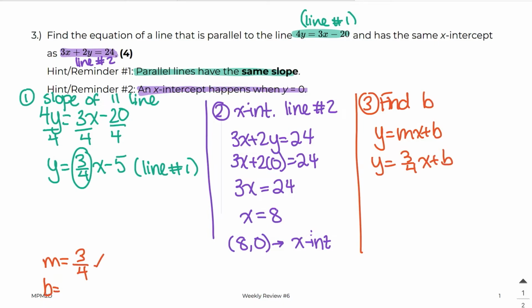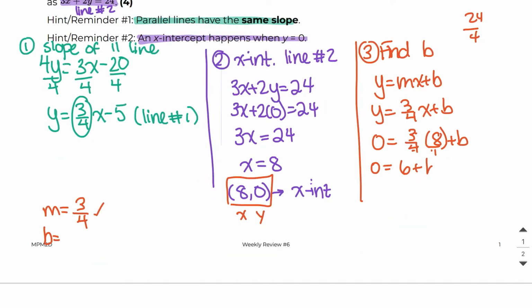So now I'm just going to replace this point right here in for x and for y. So x is 8, y is 0. So I'm going to say 0 equals 3 over 4 times 8 plus b. Now when I multiply this through, this is technically 8 over 1, so 3 times 8 is 24, 4 times 1 is 4, 24 divided by 4 is 6. Then I can subtract the 6 from both sides, and I get b equals -6.